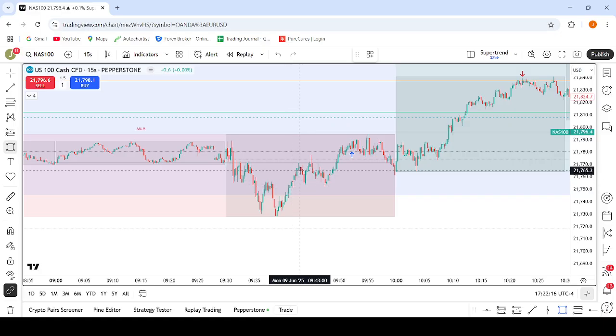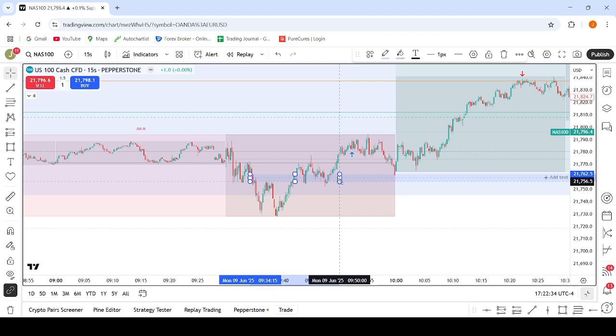9:38 and 9:45, you see, and we would have retested this side. So this was our gap. That was our gap that we would have been looking for. I'm just going to do that.